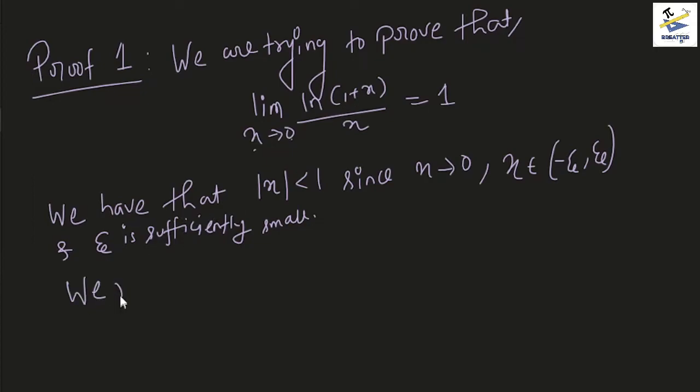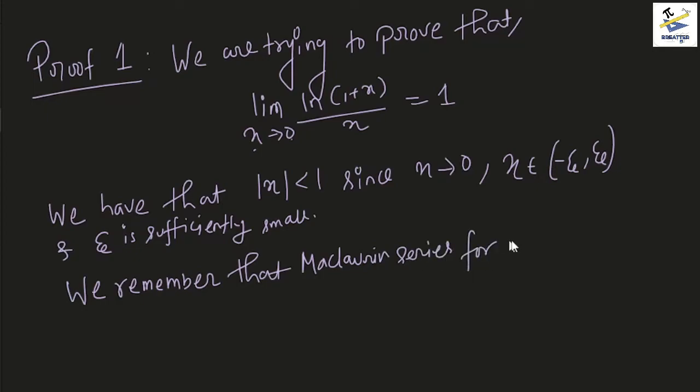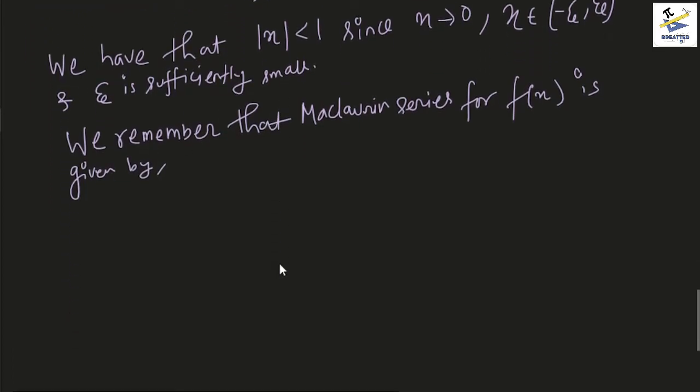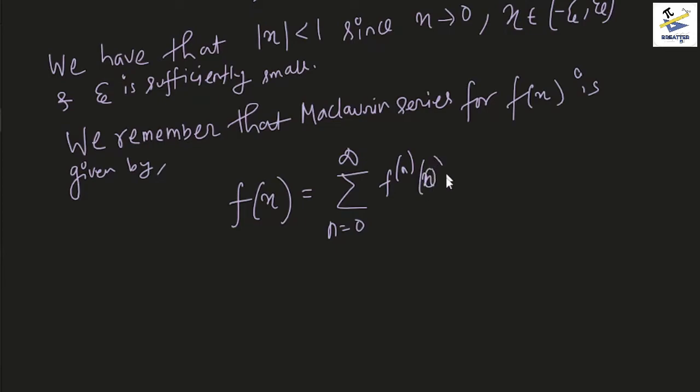We remember that the Maclaurin series for f(x) is given by f(x) = summation n equals 0 to infinity of the nth derivative of f at the point 0 divided by n factorial, times x to the power n, right? And here we have |x| < 1, since we are trying to find it for logarithm of 1 plus x, which is only defined for -1 < x < 1.